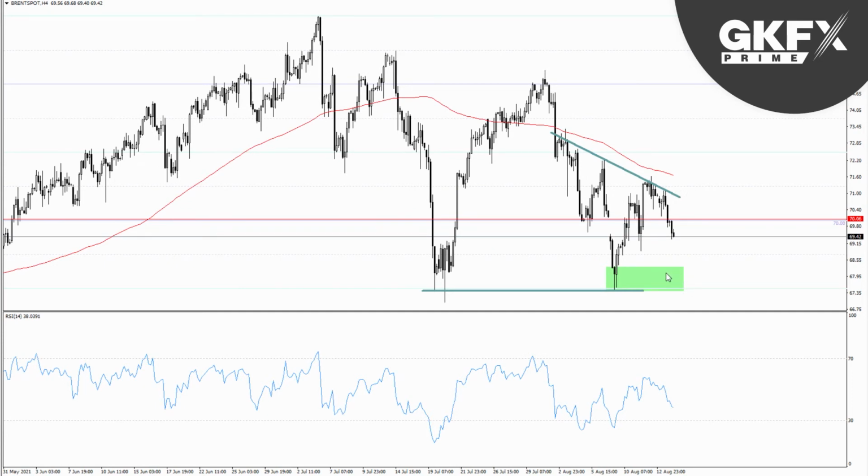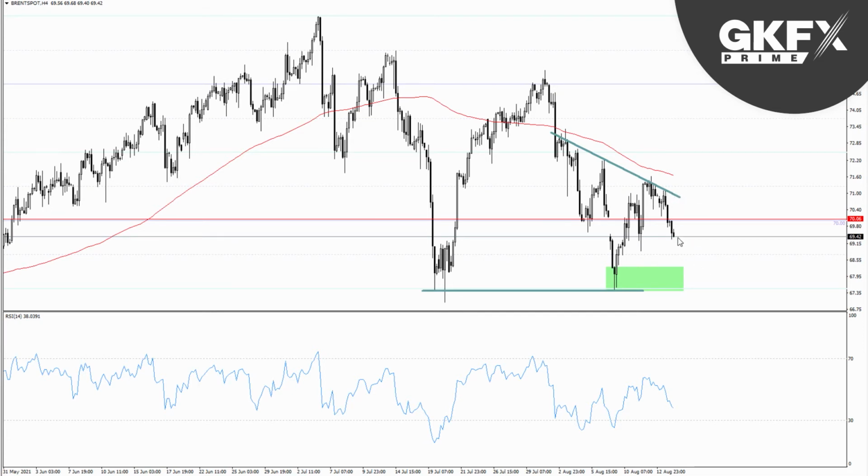Obviously, you get a much better risk reward if you're buying down here. And while you're still above these lows, I think it's justifiable. I don't think it's a really strong downtrend that you're trying to buy against. So there we go. Some potential opportunities here in oil on the upside.